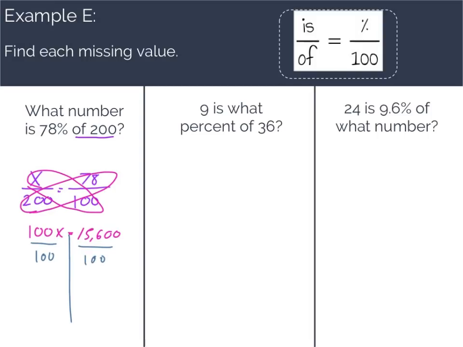Remember, because we're using our inverse operation, 100 divided by 100 is 1, or 1x, and 15,600 divided by 100 is 156. Now, these aren't really word problems because you're not going to write 156 is's. That doesn't make any sense. What you are going to say is 156 is 78% of 200. So that is what you are saying there, but you're not going to write 156 is's.